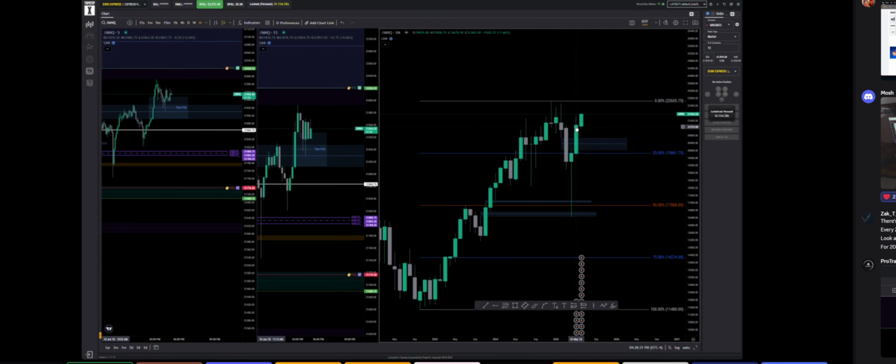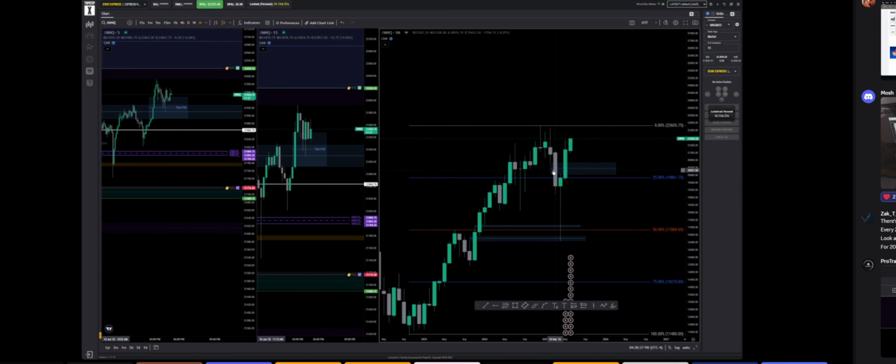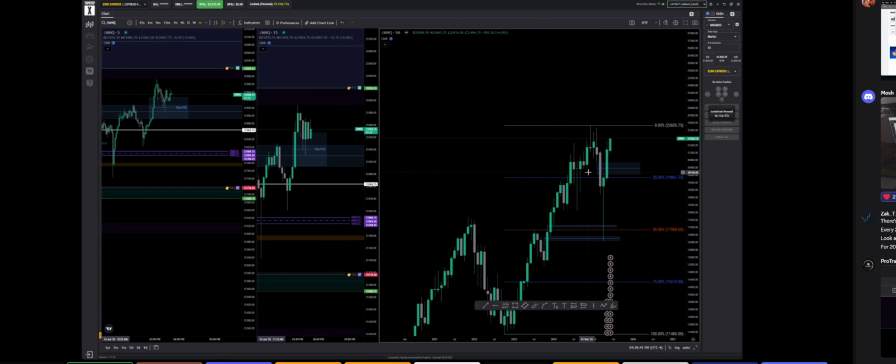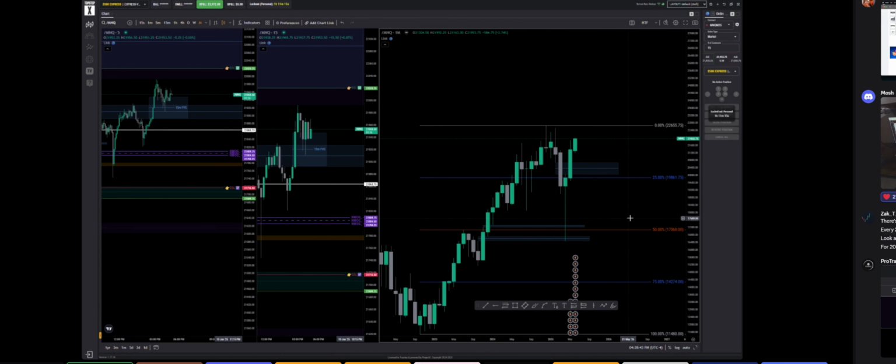When it's going higher, what can you see over here? The monthly fair value already got inversed. It has taken liquidities, traded, rebalanced the imbalance. The monthly bearish fair value got broken already. So why are you looking at bearish legs?